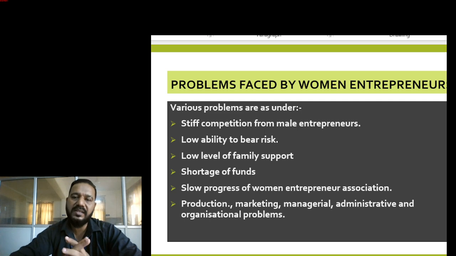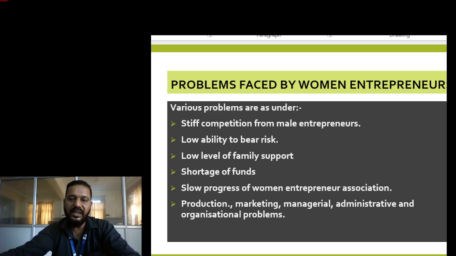So the problems which are basically faced by women entrepreneurs: first is stiff competition from the male entrepreneurs. Means there are a large number of males; 98% of the market is captured by male entrepreneurs. Then women face a hard competition with the males. Second, low ability to bear risk. Definitely, males can bear more risk than women.